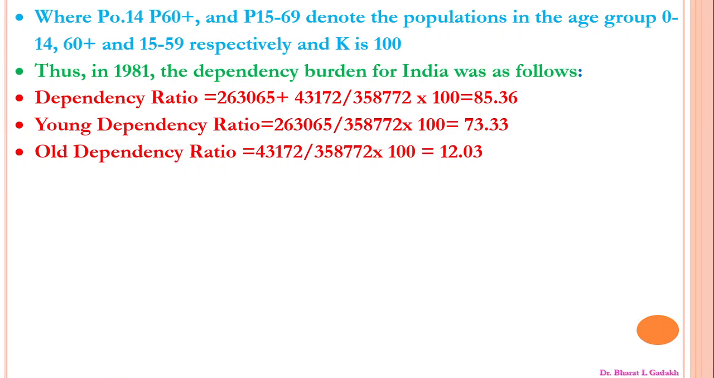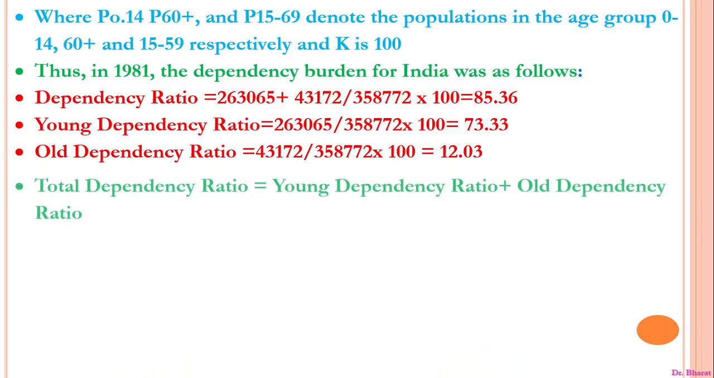Another one is the old dependency ratio. The young dependency ratio takes only the population of the 0 to 14 age group, and the old dependency ratio takes the population above 60 or 65. For example, in 1981, 43,172 divided by around 3,50,777, multiplied by 100, is 12.3. This is the old dependency ratio.